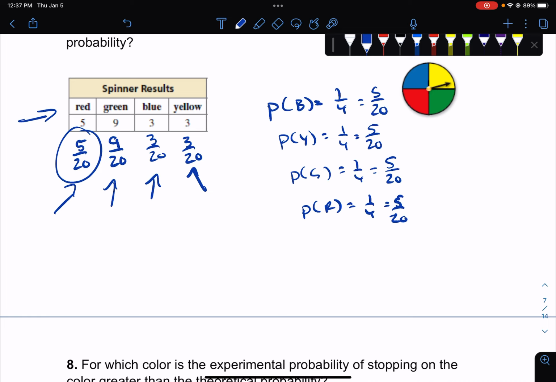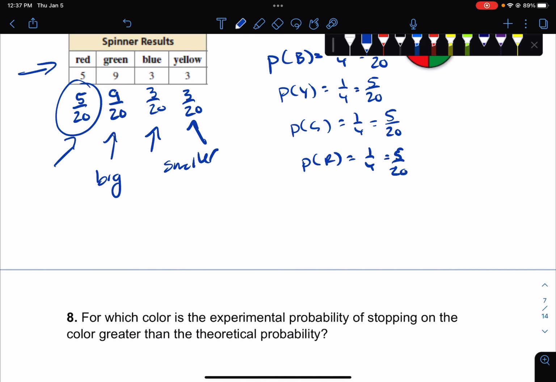The green was bigger than the theoretical. The yellow and the blue were both smaller than theoretical. So if it wants to know which one stopped greater than it was supposed to, that would be the green one, stopped more often than it was supposed to stop.